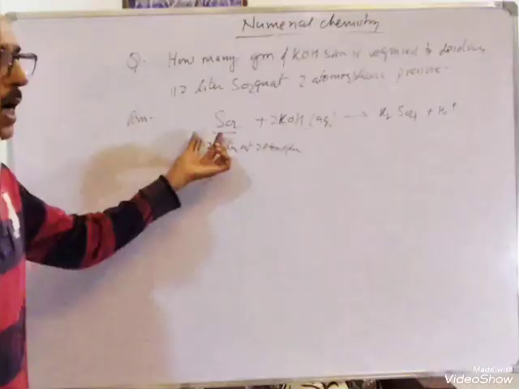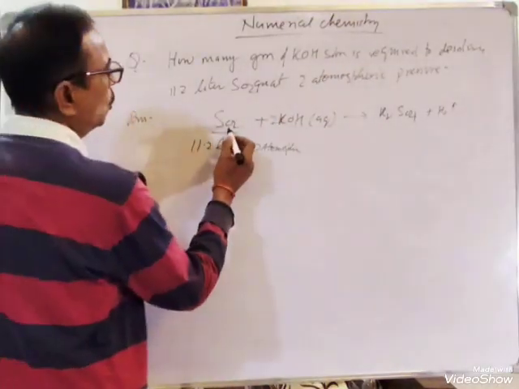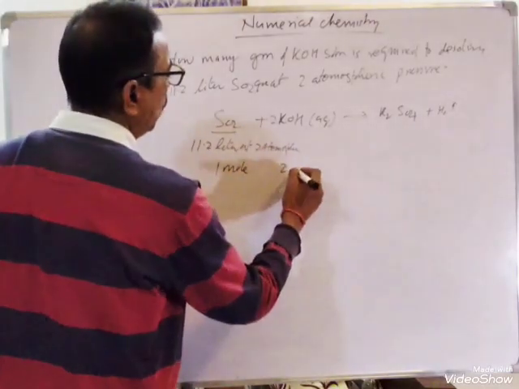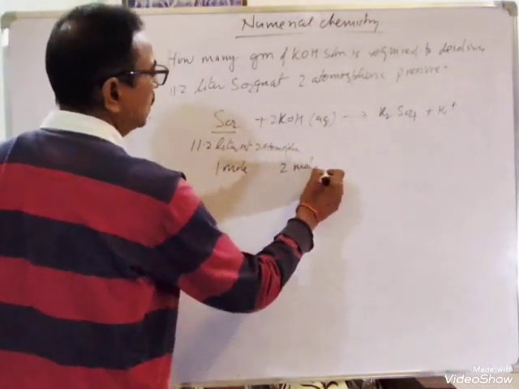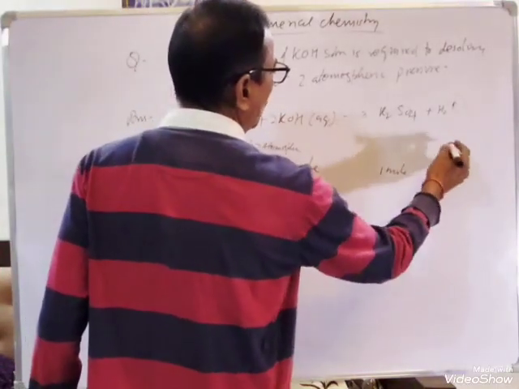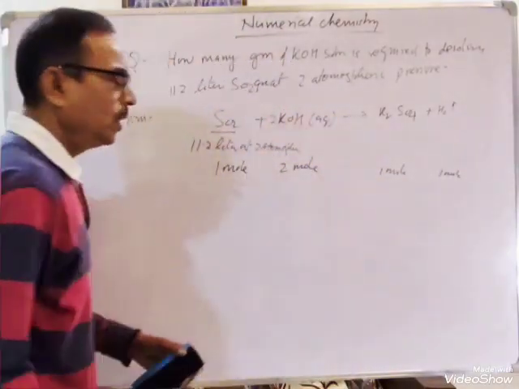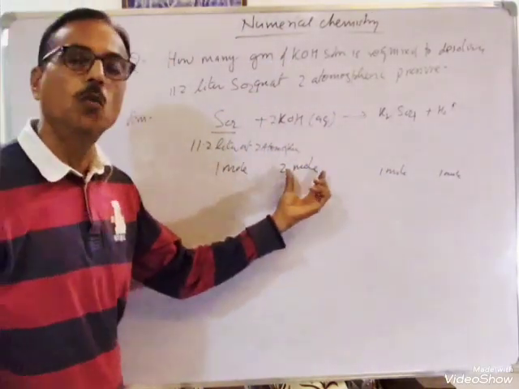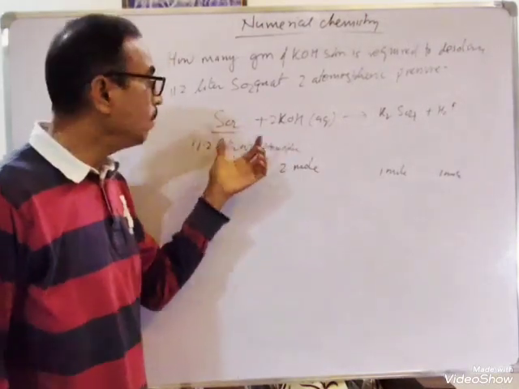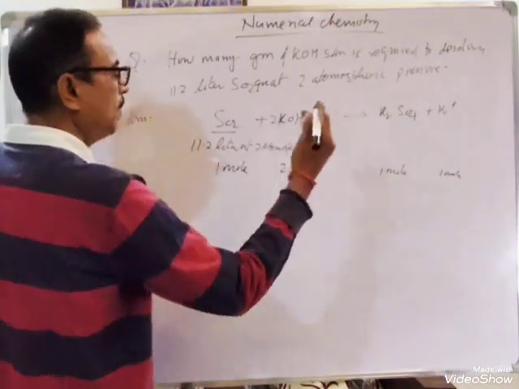But gram equivalent will always remain the same. Here if we see, 1 mole of SO2 and 2 moles of KOH react and form 1 mole of K2SO4 plus 1 mole of hydrogen gas. So here we see 1 mole reacts with 2 moles. So moles are not the same. In any reaction mole may vary, but gram equivalent always remains constant.